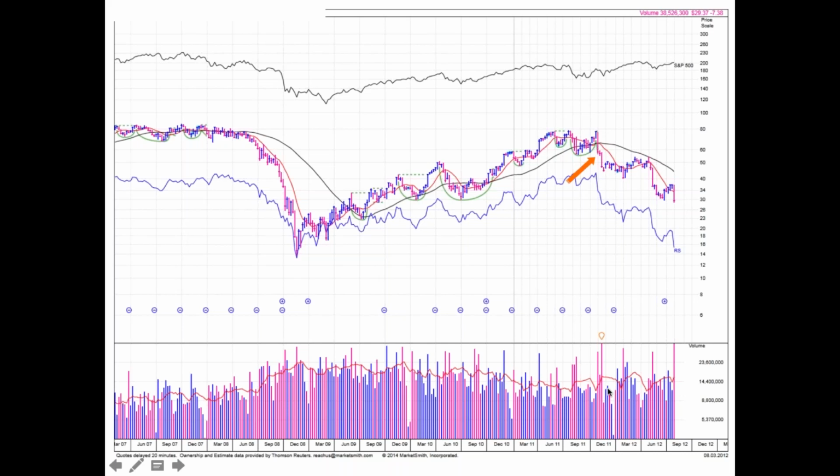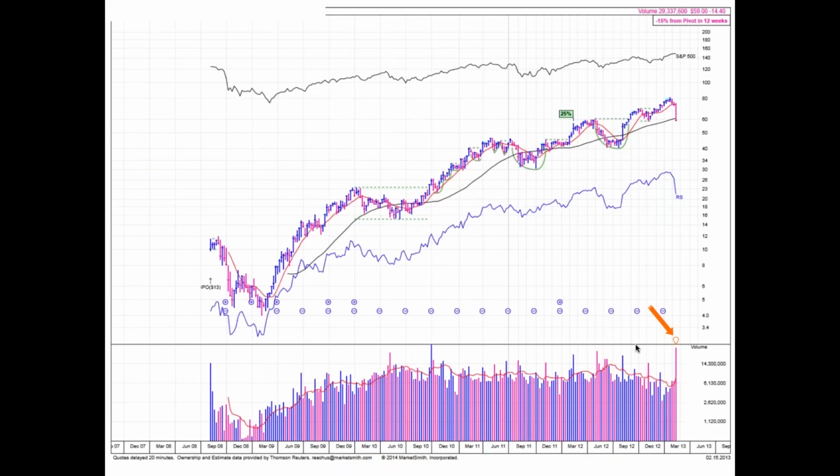And you could see these volume patterns look completely different than those other stocks we were looking at. You can see these ones are dominated by those large pink bars as opposed to those large blue bars.